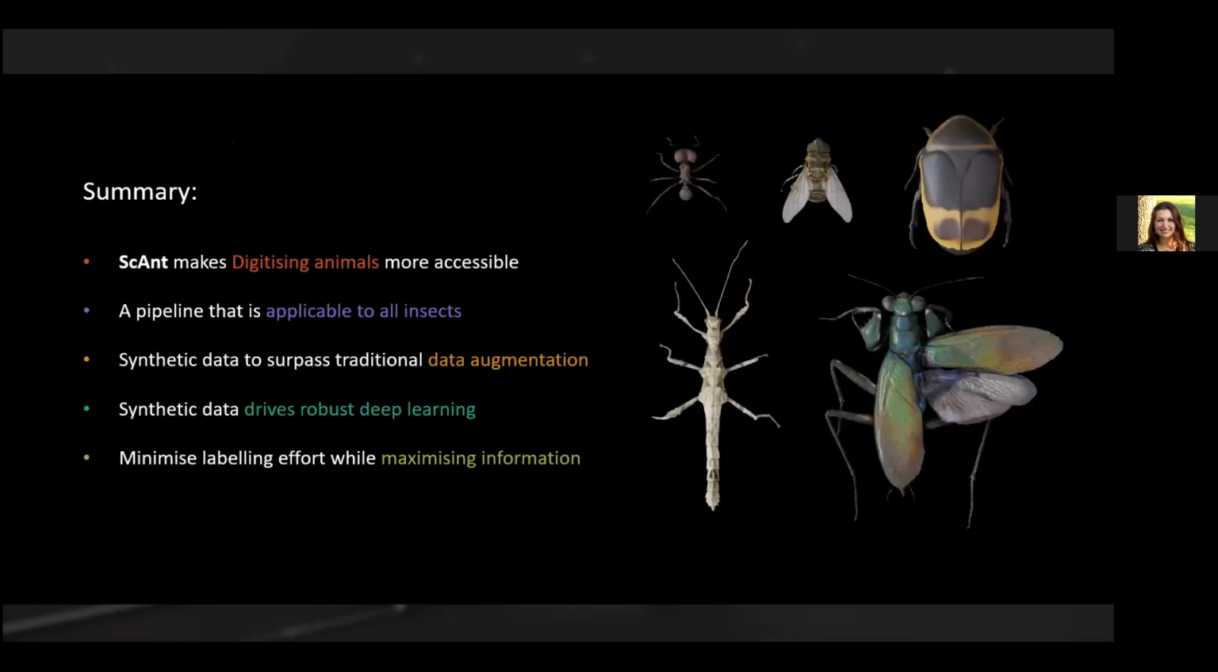So now, to quickly summarize: scAnt makes digitizing animals, especially insects or arthropods in a broader sense, much more accessible. The pipeline that we have developed is applicable to basically all insects that we throw at it, at least the ones that we can rig with the skeleton that we have defined. Synthetic data does surpass traditional data augmentation in all the cases that we have identified so far. The synthetic data also produces much more robust deep learning than could be done with hand-annotated data alone. And it really does minimize the labeling effort while maximizing the information that we get out of the samples that we can produce at the end of the day.